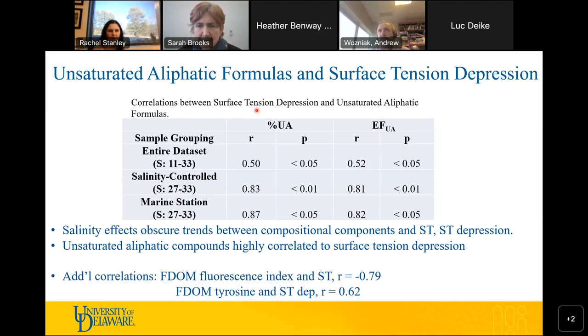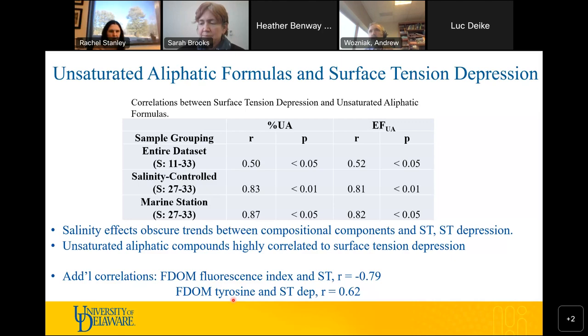We did look for some other correlations using our FDOM data, and we see an inverse relationship between fluorescence index and surface tension. Potentially, fluorescence index is an indication of microbial activity, so this may indicate a role for microbes to play in controlling surface tension. And then the tyrosine peak in FDOM also shows a correlation with the salinity control data set and surface tension depression. This tyrosine peak is an amino acid peak that's present in our FDOM.